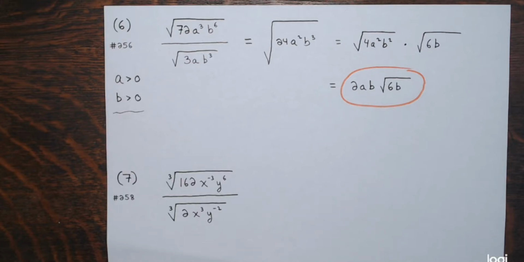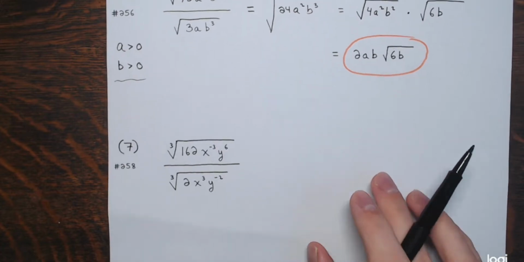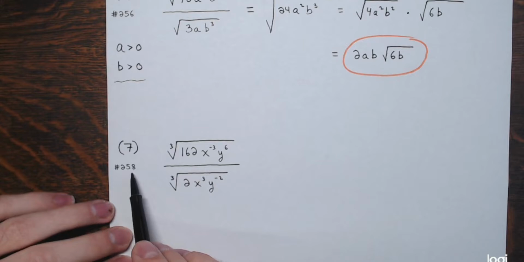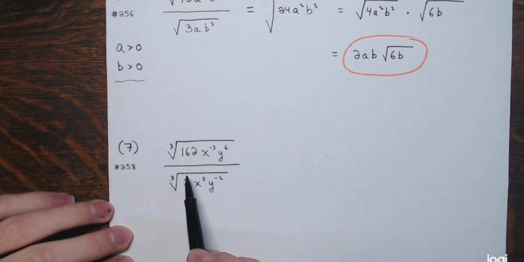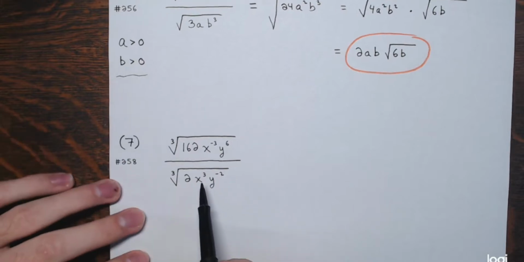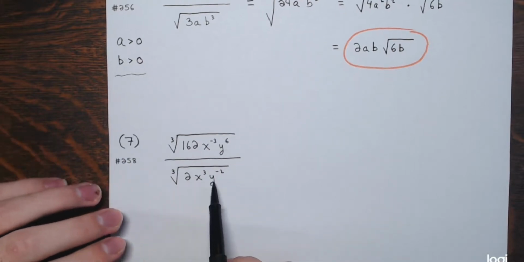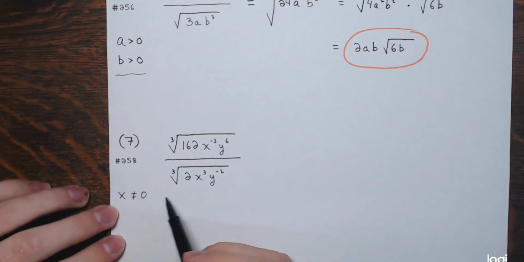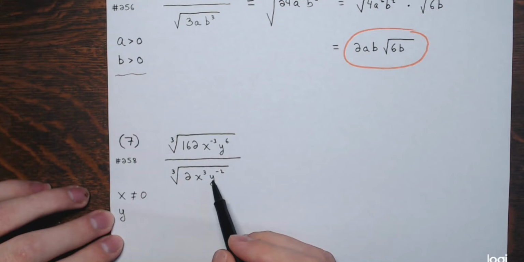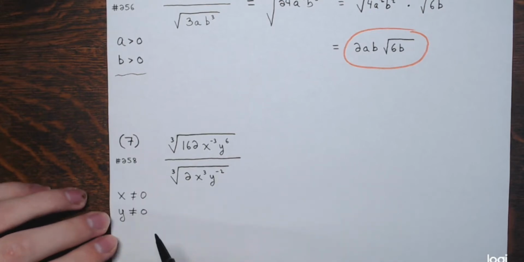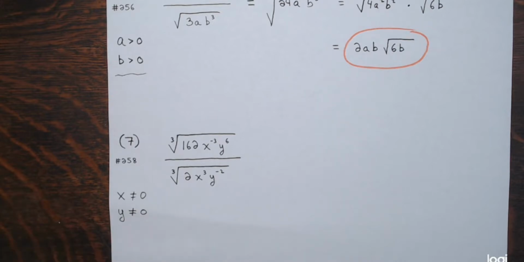Okay. And then finally, this is the last question, number 7, exercise 258 in the text. Dividing cube roots, right? So I don't have to worry about having a non-negative radicand. I just don't want the denominators to be 0, right? So x can't be 0, y can't be 0 either, right? Because 0 to a negative power is undefined. Right? Alright, so x can't be 0, y can't be 0, but they can be any other number, any positive number, any negative number.